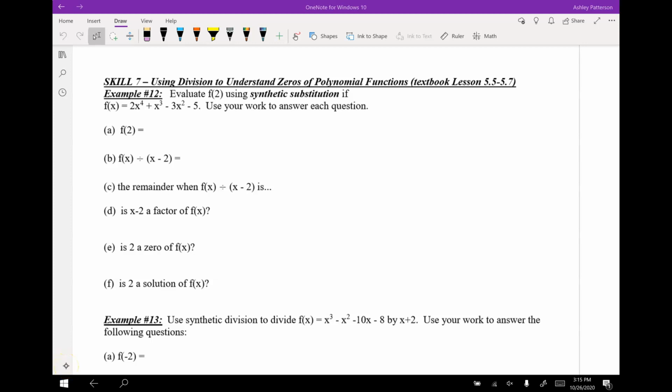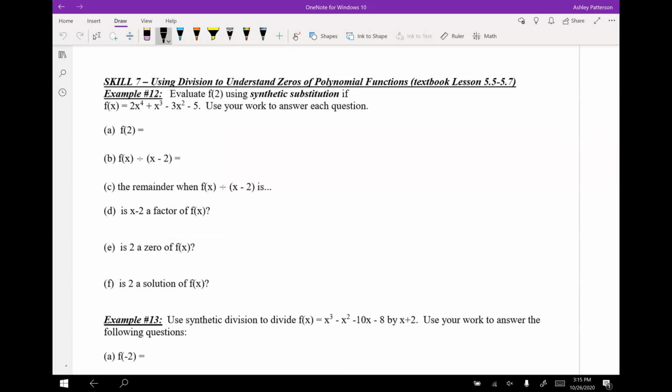Okay, skills 7. We are off and running. It says, evaluate f of 2 using synthetic substitution. So basically, we're given a function, and what we're going to do is substitute 2 in for every x in the given function. All right, let's do it.